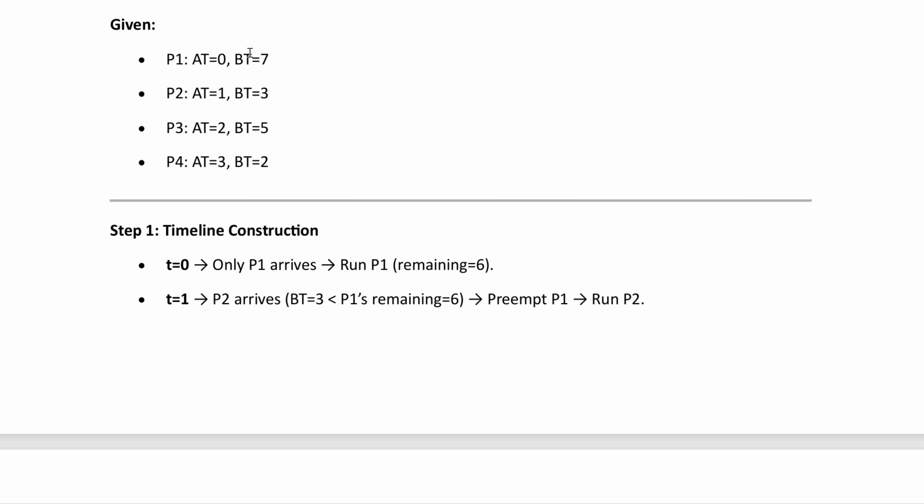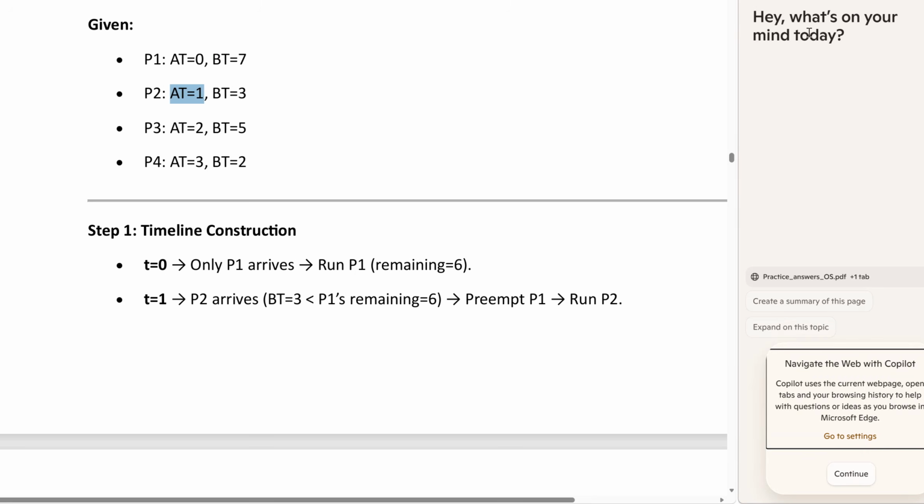As you can see here, these are the arrival times given to us. Burst time has also been given to us. Now see here, what is the difference between SJF and SRTF? SJF is shortest job first scheduling, that is non-preemptive, whereas SRTF is shortest remaining time first, that is preemptive. So as you can see here, at time 0, P1 arrives, right?